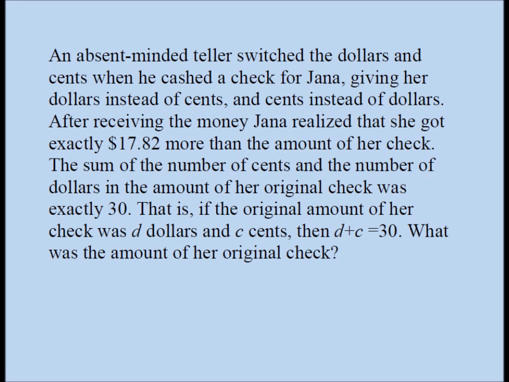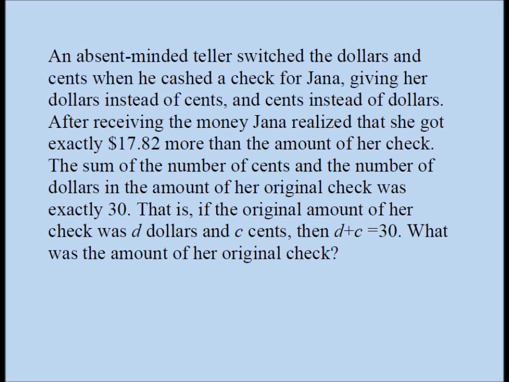The sum of the number of cents and the number of dollars in the amount of her original check was exactly 30. That is, if the original amount of her check was D dollars and C cents, then D plus C is equal to 30. What was the amount of her original check?